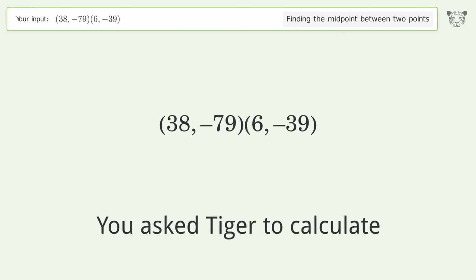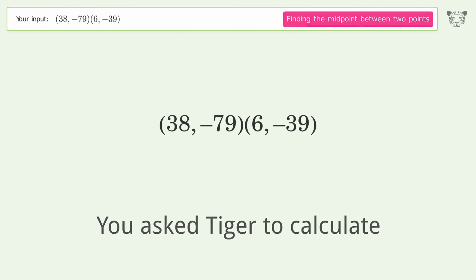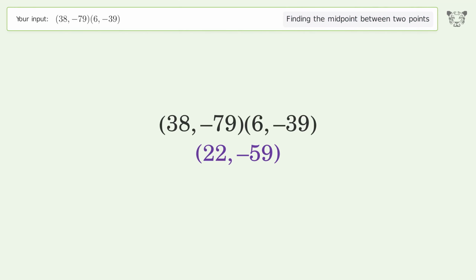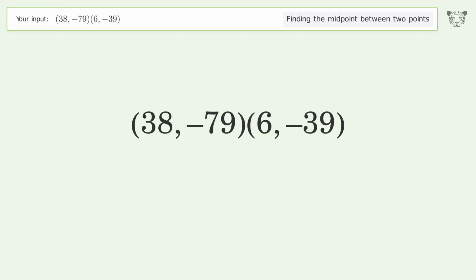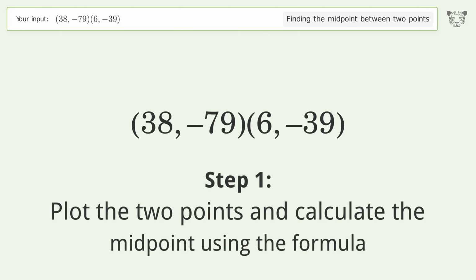You ask Tiger to calculate. This deals with finding the midpoint between 2 points. The midpoint between the 2 points is 22, -59. Let's solve it step by step. Plot the 2 points and calculate the midpoint using the formula.